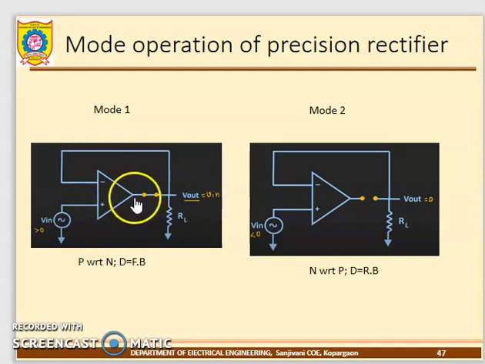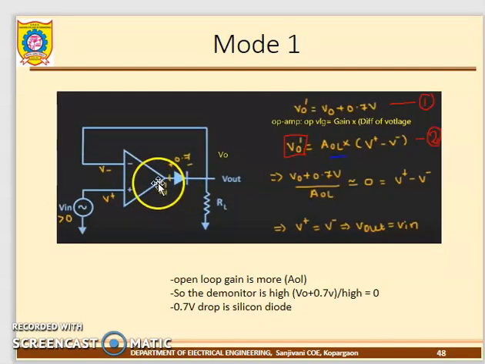How is it forward biased? Because you can see the op-amp output is produced and flows in this direction to close the circuit. What is the output of the amplifier? The output of the amplifier is V0 dash. V0 dash is equal to the gain of the op-amp, AOL, times the difference of the input voltages, V plus minus V minus. This is the output of the op-amp.